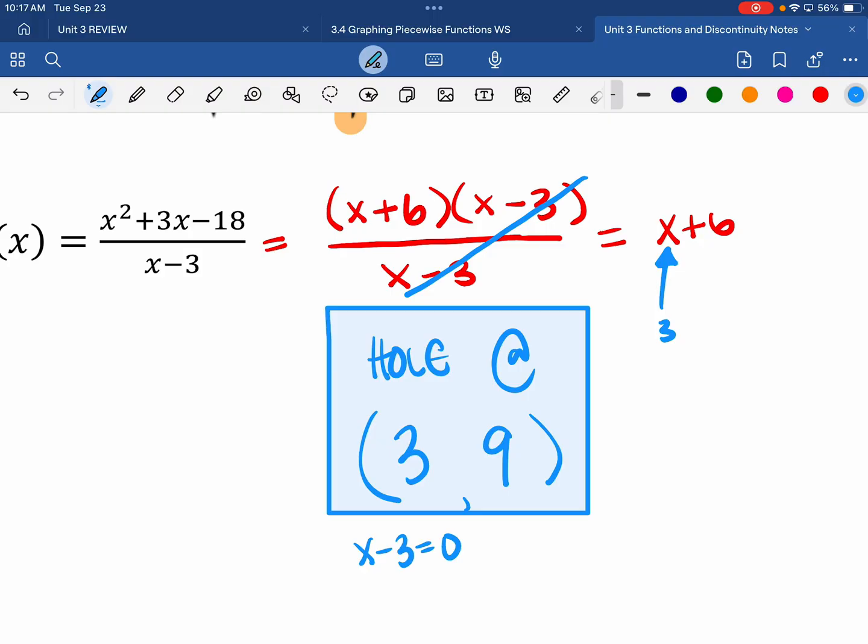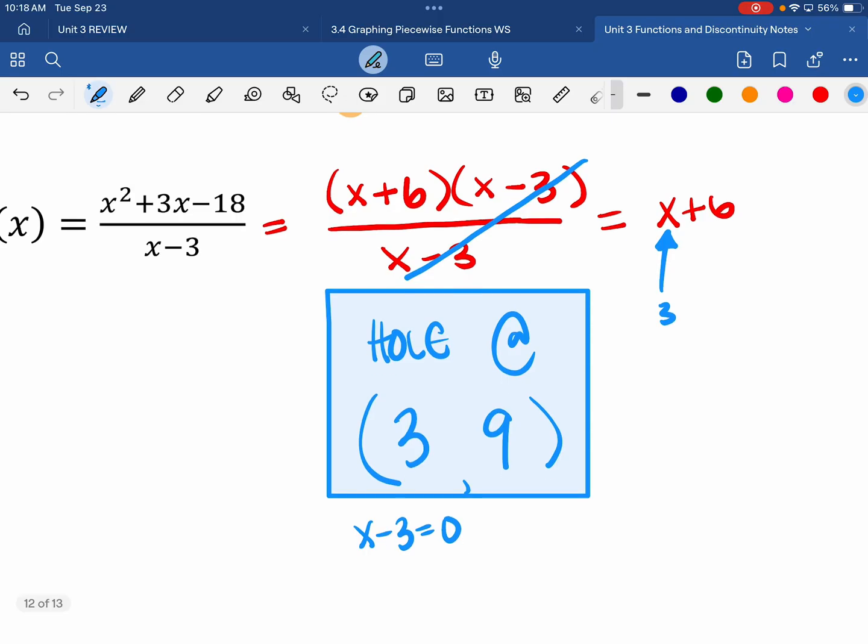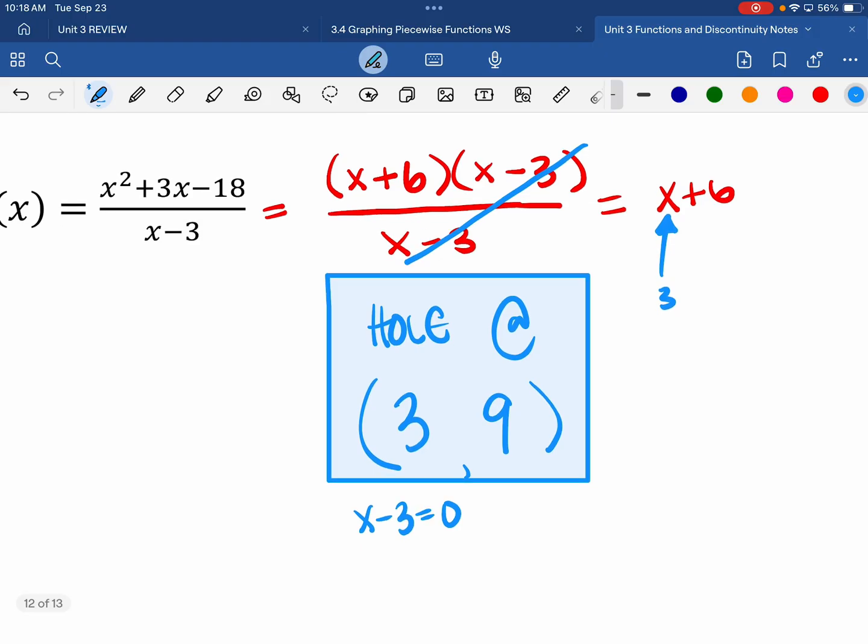Do you have any other discontinuities? Can't you still find the VA? Or not possible? No, it's not. So after you cancel it, it's just a hole. It's not a VA. So nothing is left on the bottom. So there are no VAs. So there's only a VA if something is left on the bottom. Yes.